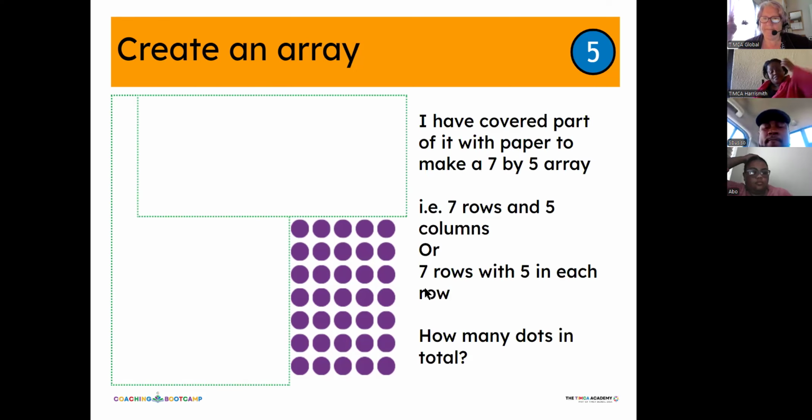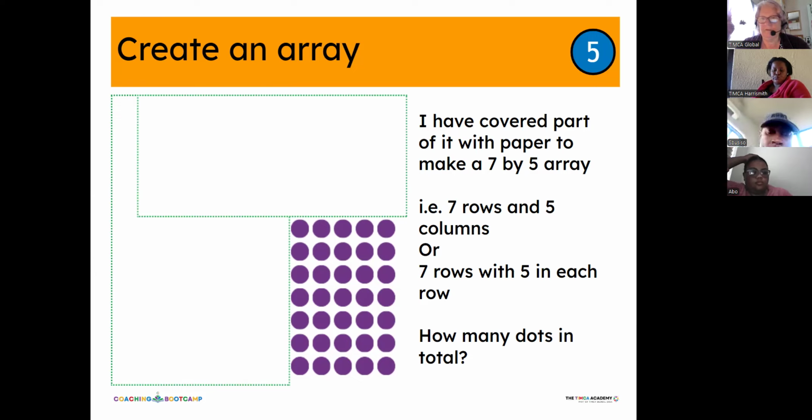So for example here, we could say I have covered part of this with paper to make a 7 by 5 array. And then I can go through and I can use the terminology to make sure everybody's happy with it. It's 7 rows and 5 columns, or it's 7 rows with 5 in each. And then I could say how many dots in total. Okay, and so at that point, now I'm asking perhaps you, if you want to work it out, how can you work this out? How many dots in total?